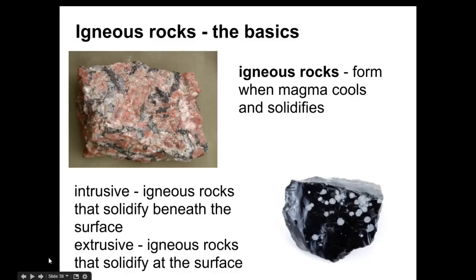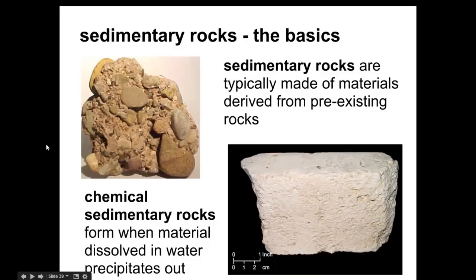Now let's consider the next type of rocks, and that is sedimentary rocks. Sedimentary rocks are typically made up of materials derived from pre-existing rocks. So you can see the picture on the left here. As you look at this picture, what do you see? I'll give you a second to think about that. Why don't you jot down some of the things that you see?